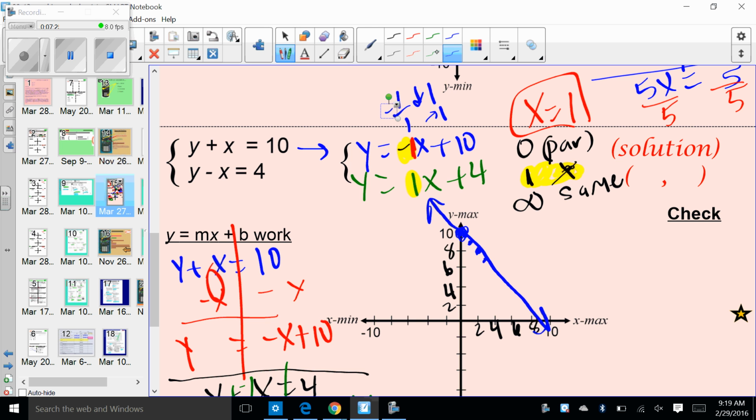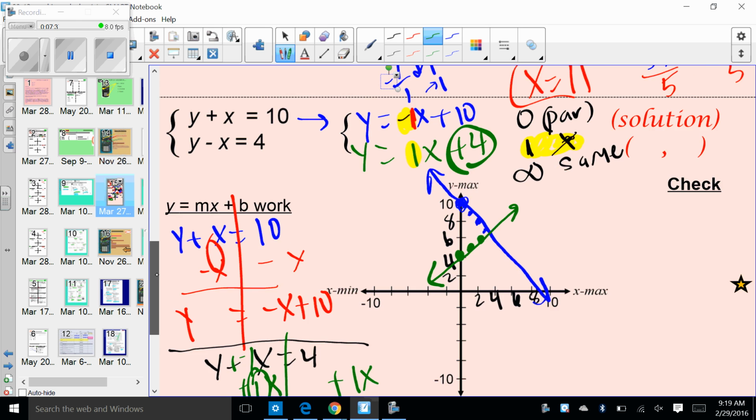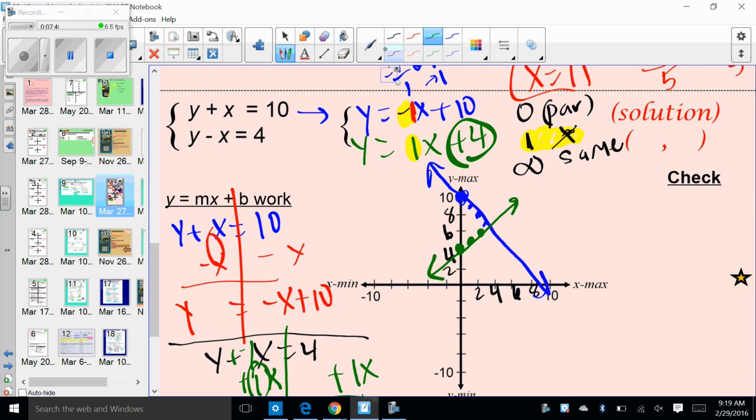And then my other graph, 1x plus 4, has a y-intercept up at 4. We're going to rise 1, run 1. Rise 1, run 1. And there it is. So we're looking for a POI. To check that POI, we're going to set those two equations equal to each other and see what happens.